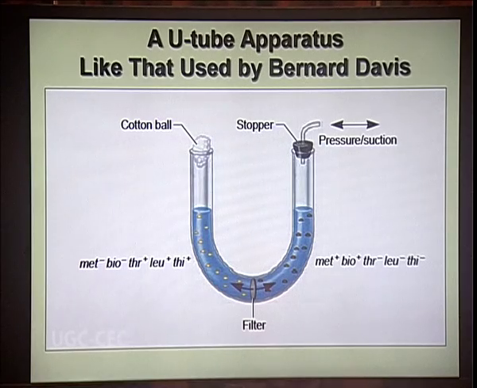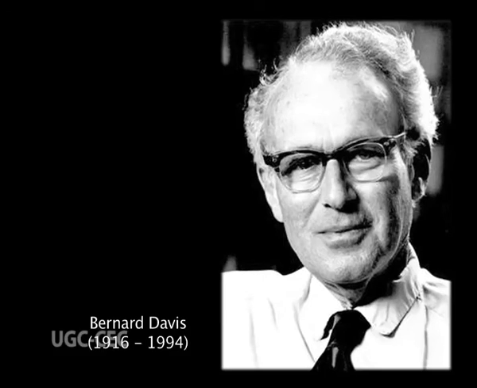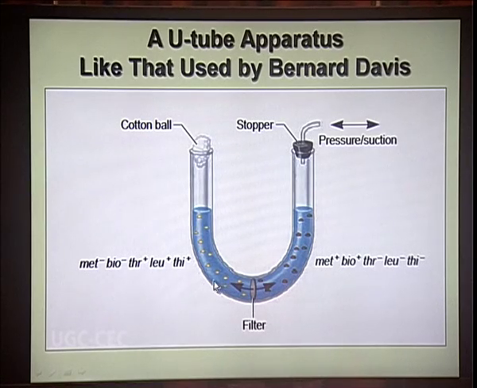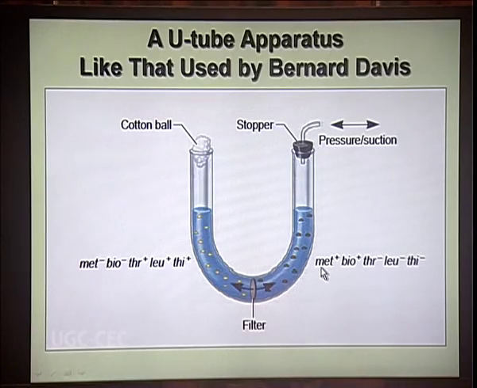The next important discovery was made by Bernard Davis in 1950: his famous U-tube experiment. He took a U-tube in which there was a filter between the two arms. The pores of the filter were made so that they allowed the passage of only DNA, whereas the passage of bacteria from one arm to the other was restricted.